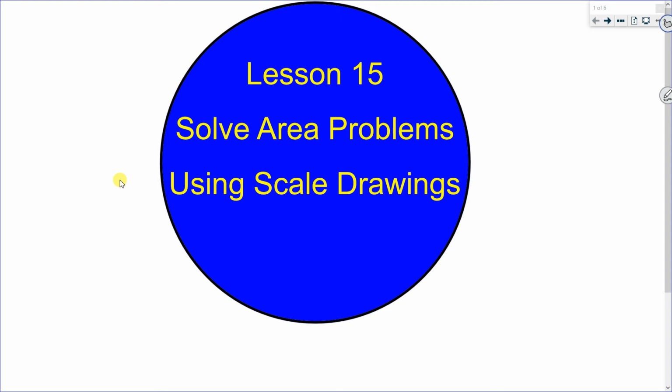So lesson 15, we started in lesson 13, so if you're paying attention, we're skipping lesson 14 and we're going to 15. So that means we're actually doing one less lesson than we should be doing, and that's fine because lesson 14 was kind of a lot of review information anyways and isn't really necessary to what we're trying to accomplish. So lesson 15, solving area problems using scale drawings.